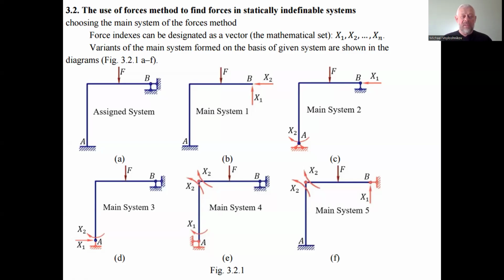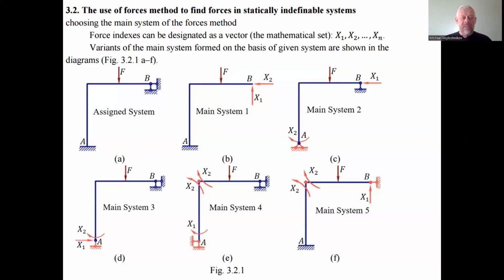So let's repeat that assigned system is statically indefinable. So degree of freedom of the system is less than 0, and the degree of static indefinability is exactly 1 or more than 1, as degree of static indefinability is equal minus of degree of geometrical freedom of the mechanical system. So to use the forces method, first of all, we have to find what is the main system for the assigned one. The main system for the assigned one is corresponded statically definable system.